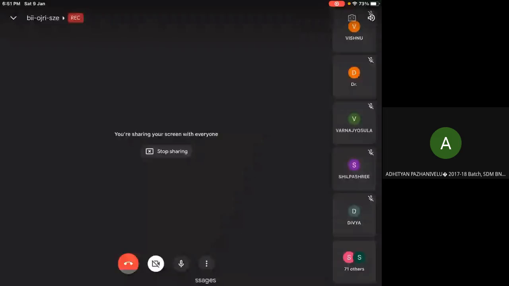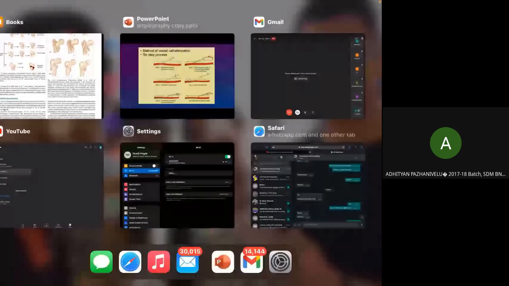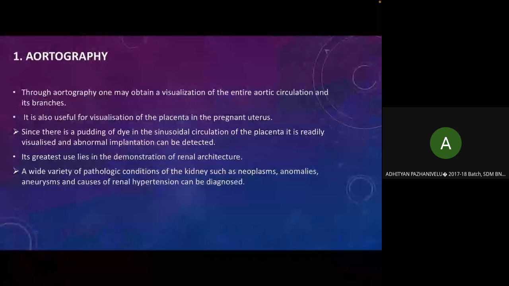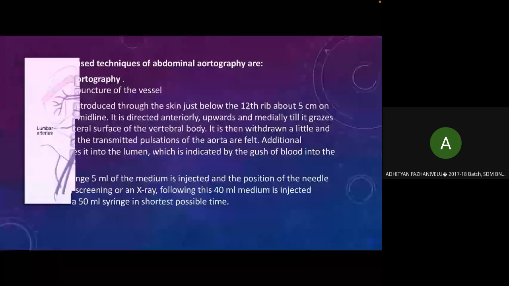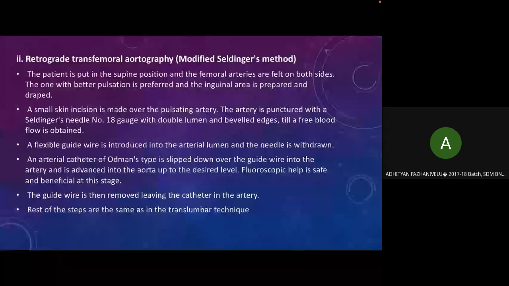We were discussing this, and we have aortography, that is for visualizing the aorta. This is the abdominal aorta. This is how an aortogram will look like. Thoracolumbar region is where you enter the aorta. Then we have retrograde through the femoral artery, and the needle for this is just this.